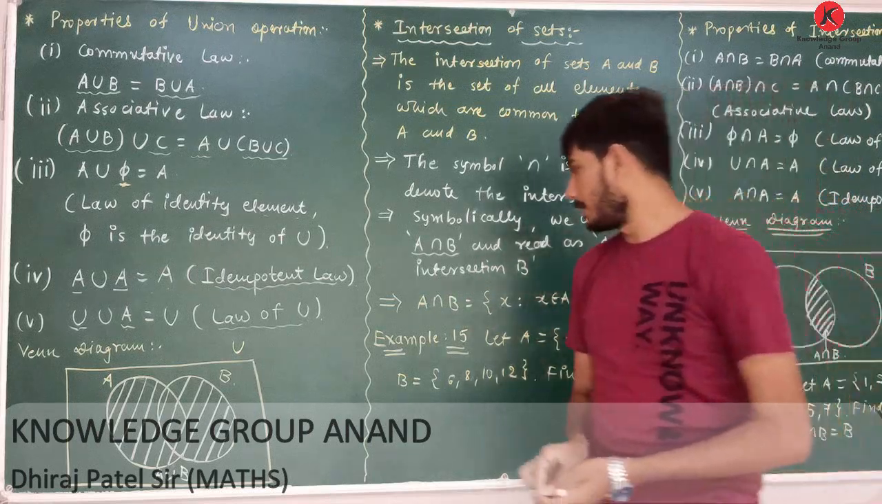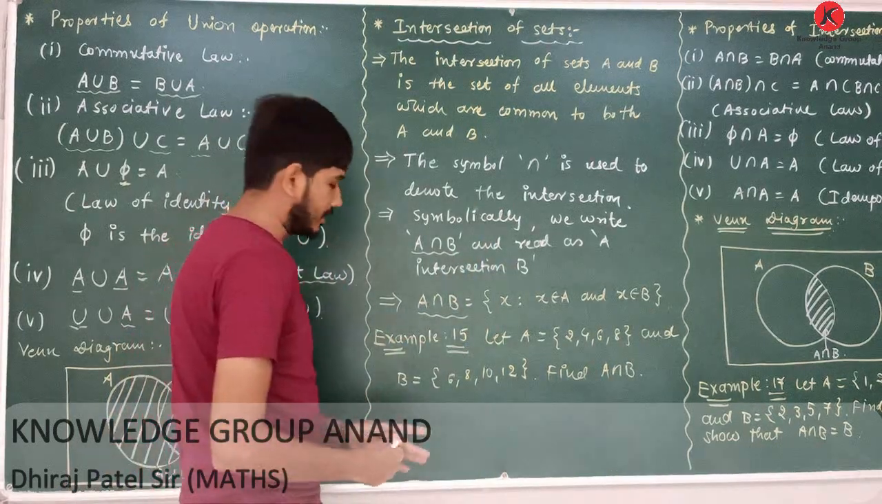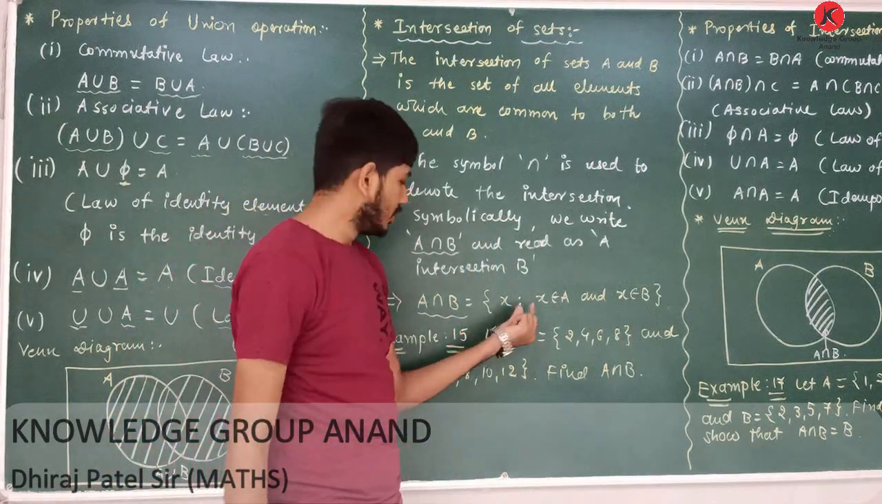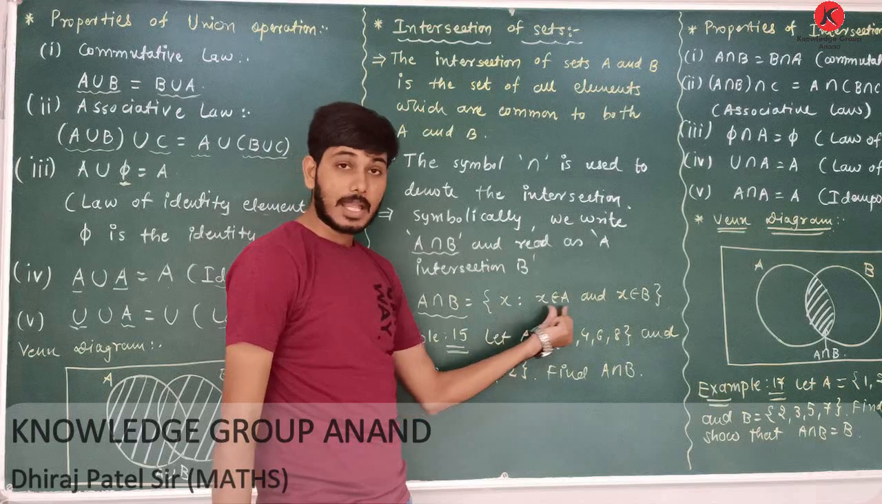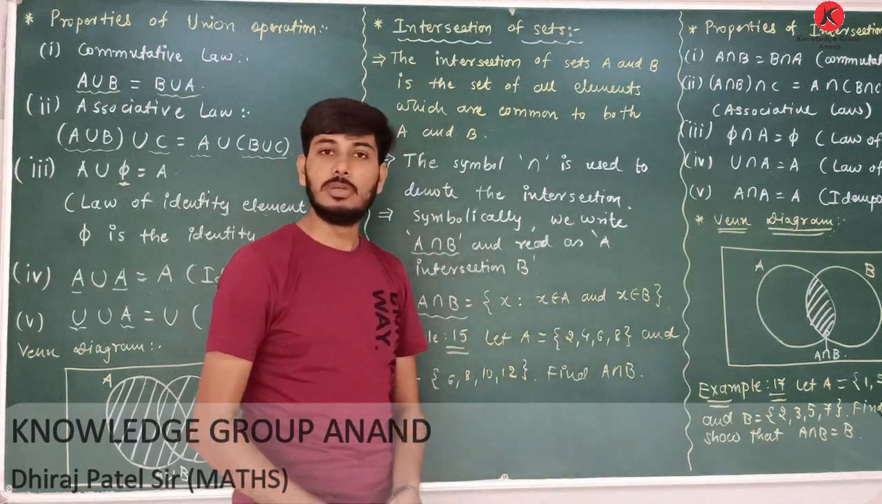Now, mathematically, A intersection B can be written as A intersection B equals X such that X belongs to A and X belongs to B.